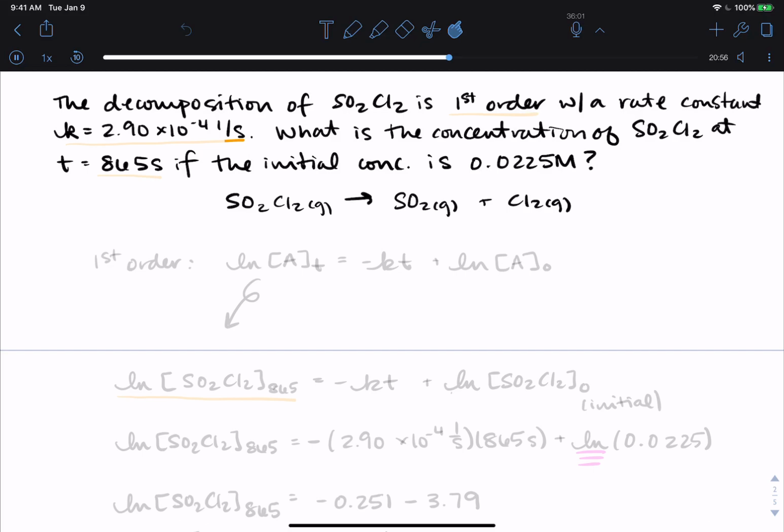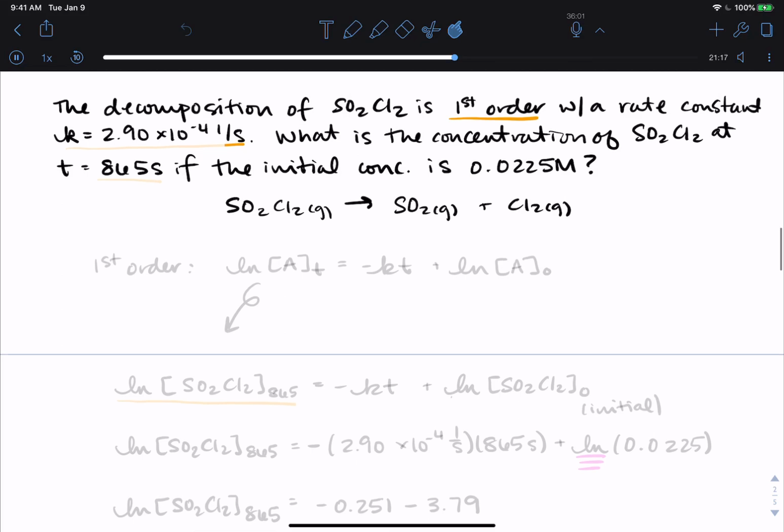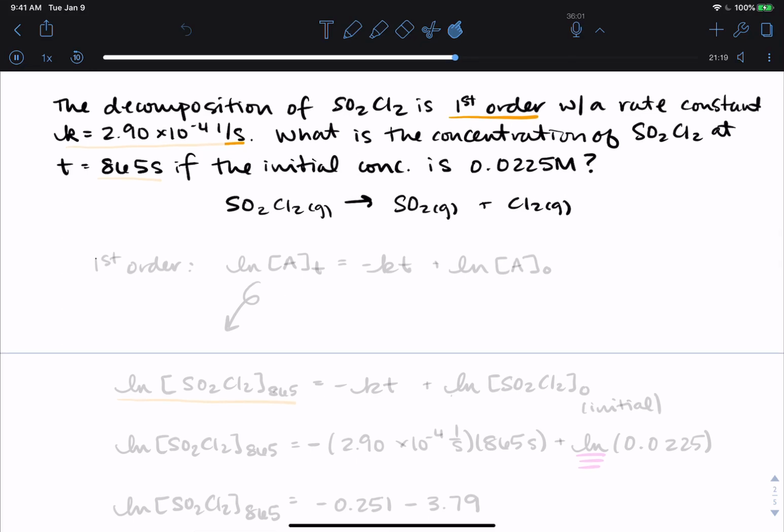All right, so what we're looking for is a concentration at a later time. So we need the integrated rate law to do this. And the information that we need in the problem to do this, first of all, is that it's a first order reaction. So because it's a first order reaction, we need the first order integrated rate law in order to solve this.